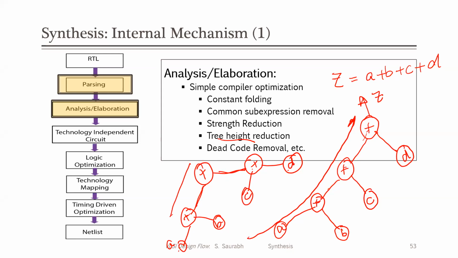Then there will be dead code removal. You have written some code like, say, z is equal to 0. Somehow it is evaluating to 0, and then there is code, if 0, then do something. Or rather, if z, do something, right? So everything inside this if part is dead code, it will never be executed. So that can be removed and you need not implement that in your circuit. So the synthesis tool will internally do this optimization.